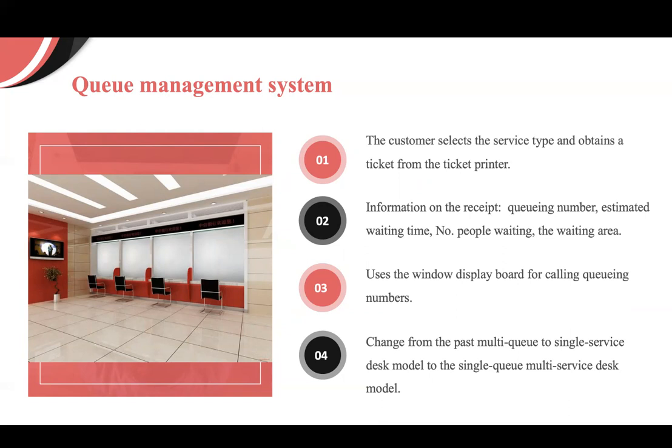The bank uses the window display board for calling queuing numbers. The main display is placed in a prominent position in the waiting area for all waiting customers to see. When a new customer number is called, the customer and the service counter numbers will be displayed along with voice prompts. As a result, customers don't have to stand in line and can just sit and wait. This is superior to the traditional queuing system, which reduces customer waiting time.